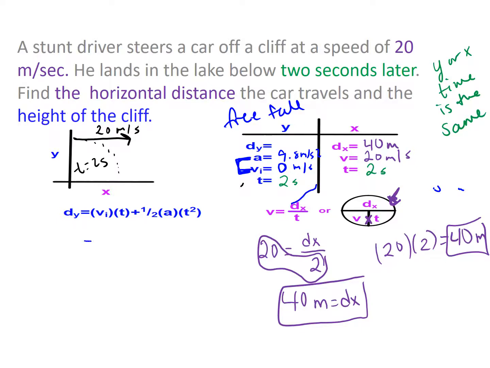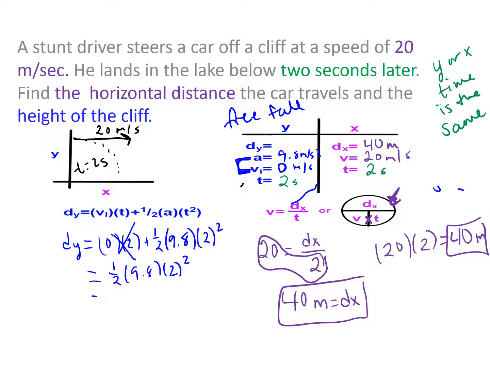So dy is equal to initial velocity, which is 0, times 2 plus 1/2 acceleration, which is 9.8, and my time is 2, so it is 2 squared. So here, 0 times 2 is just 0, so we can cross that out. So I'm going to simplify. I have 1/2, 9.8, 2 squared. So 1/2 times 9.8 is equal to 4.9, and 2 squared is 4. So 4.9 times 4 is equal to 19.6 meters, and that is my height. That's dy, 19.6 meters.